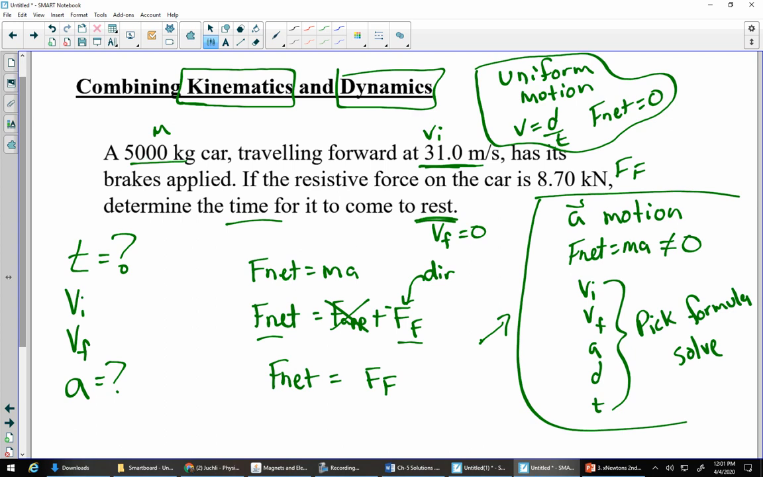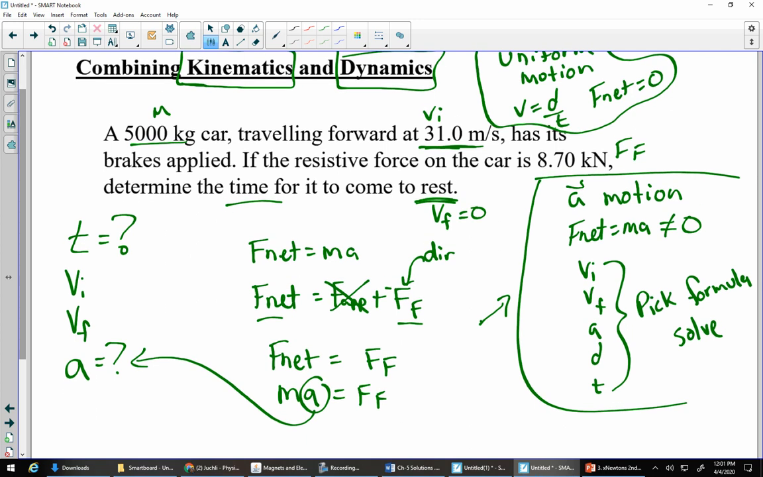If I know my force of friction, and I know that my net force is mass times acceleration, we can find the acceleration, and then I can use that acceleration to solve for my time. Perfect. That's not too bad, I hope.